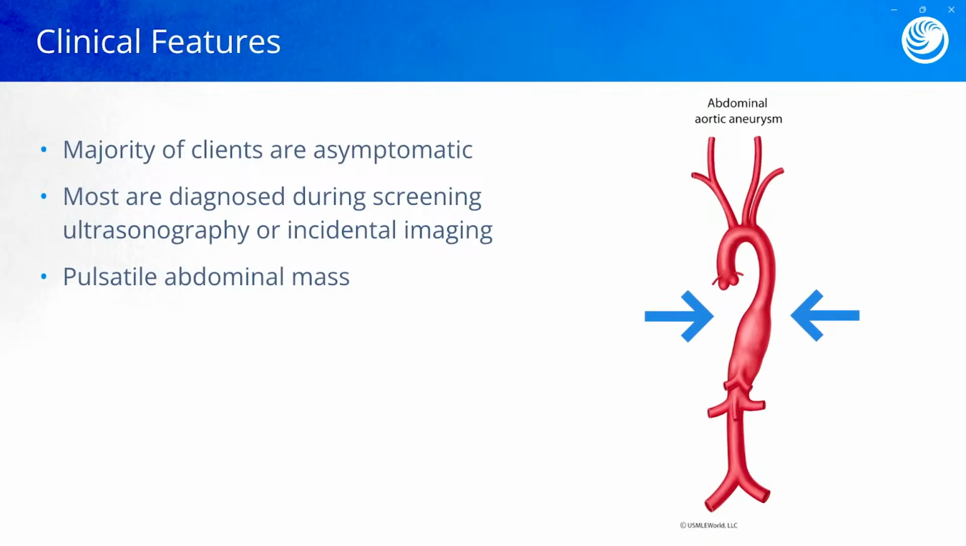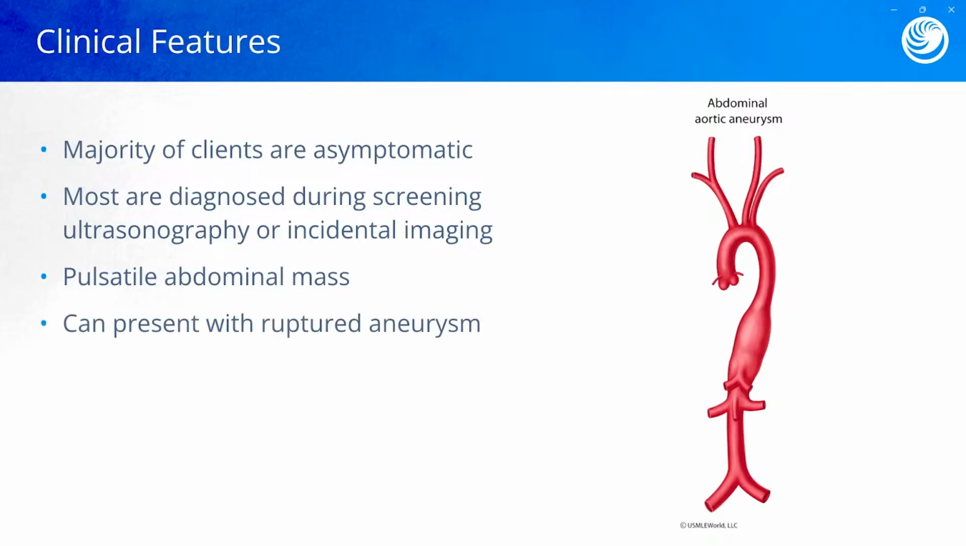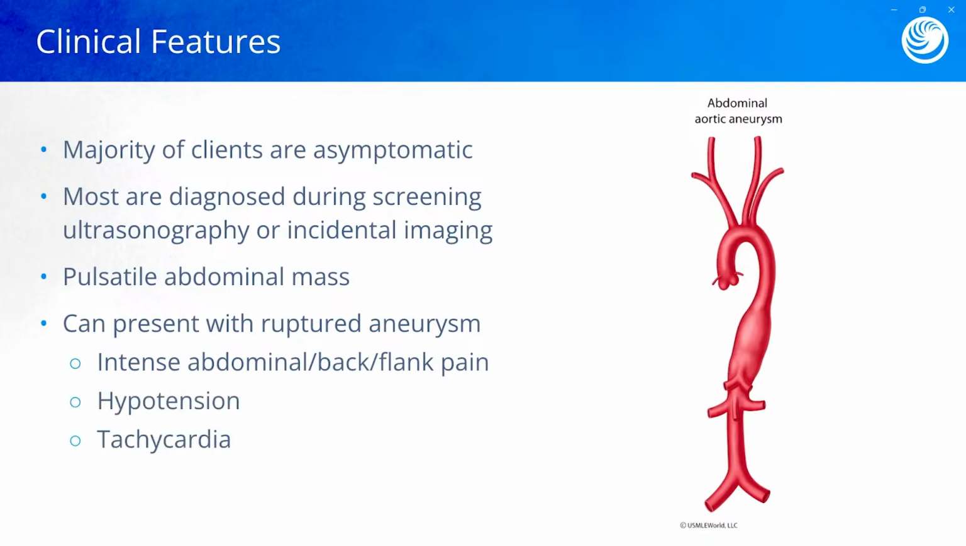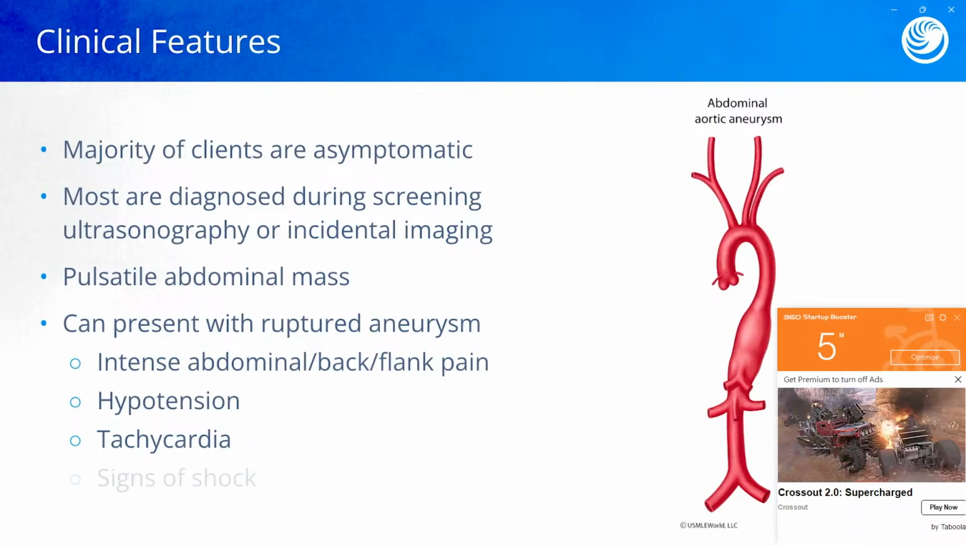Unfortunately, the first time clients present with symptoms may be when the aneurysm has already ruptured. Clients may present with intense abdominal, back, or flank pain as blood begins to fill the abdomen, and they're going to have a decrease in blood pressure and an increase in heart rate. The blood pressure is decreasing because there's not enough circulating blood to go around, and the heart rate's increasing in an effort to increase the amount of blood being circulated. These clients are having early signs of hypovolemic shock, and we need to intervene quickly.